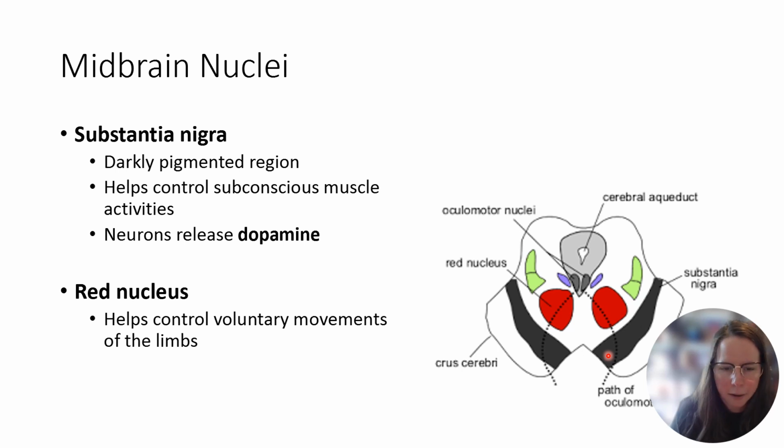The red nucleus, which is this red structure here, we're going to see on our motor pathways. This is important for controlling voluntary movement of the limbs. We're going to learn a few different indirect and direct pathways relating to movement of your arms, your legs, etc. So this is one of those areas that we're going to be starting at.